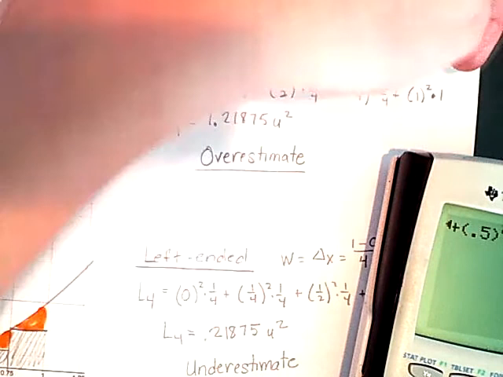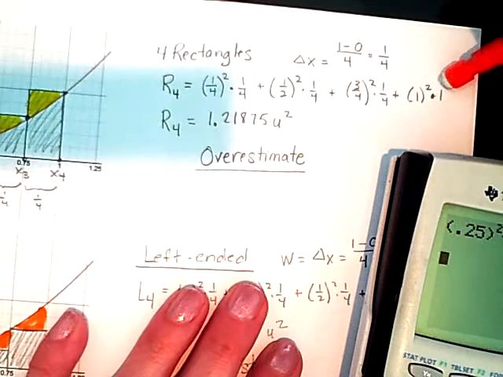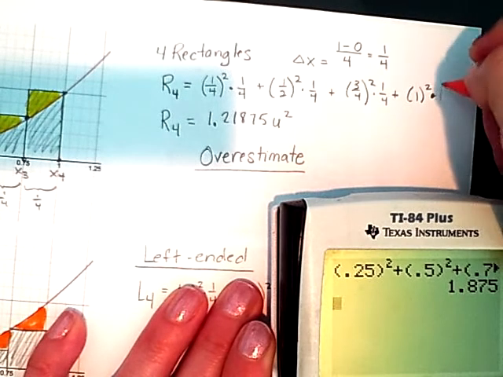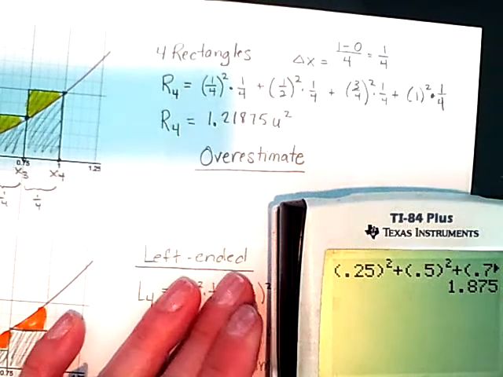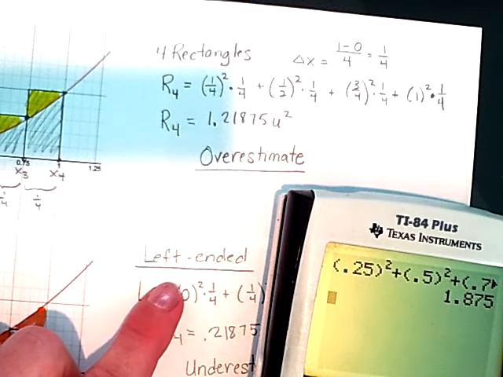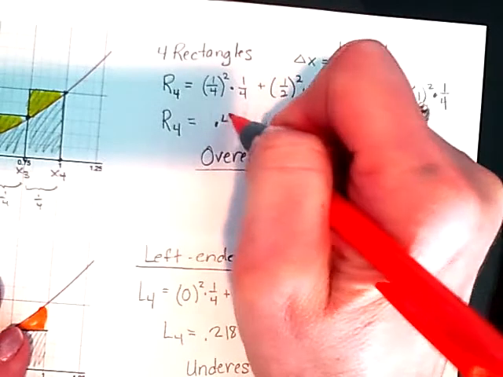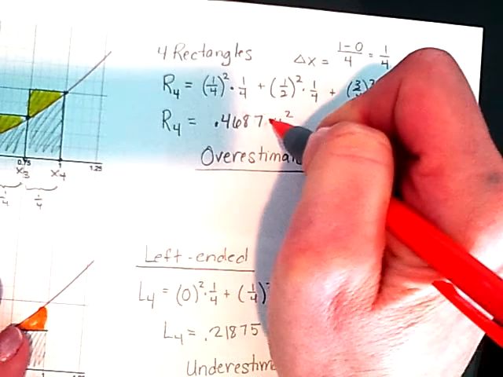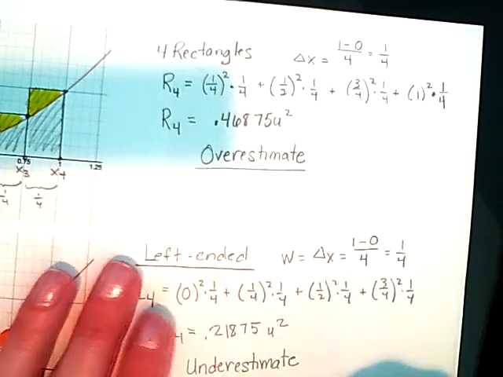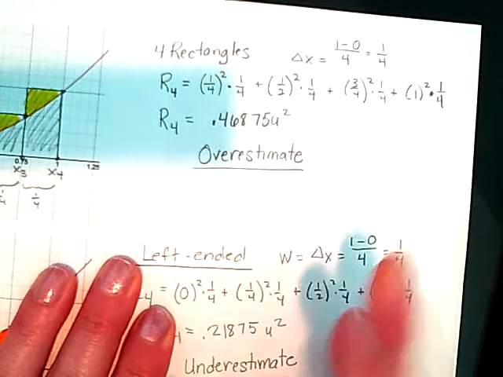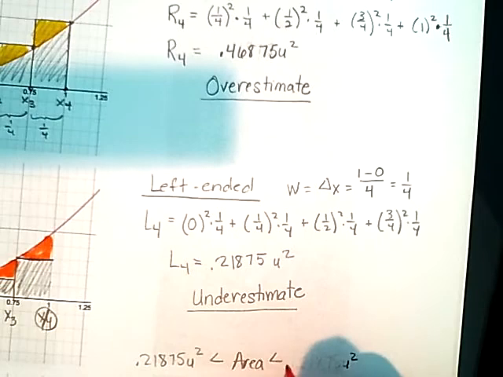Oh, I see. I didn't multiply this last one. It should have been multiplied by 1/4. That is a definite mistake. So I'm going to multiply that whole answer by 0.25. This overestimate should have been 0.46875, which makes this more reasonable. I knew something wasn't working quite the way that it should have been.